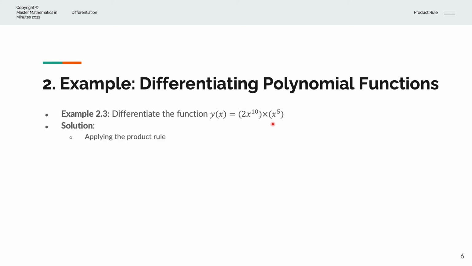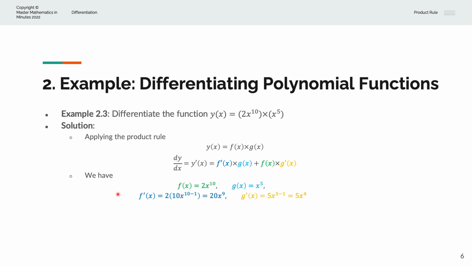So again, we'll state the product rule. This is identical to what we saw before. And the first step is to define your function f and your function g. And so we'll set f(x) equal to the first term, which is 2 times x to the power of 10, and g(x) we'll set as equal to the second term, which is x to the power of 5. So we've defined our functions f and g.